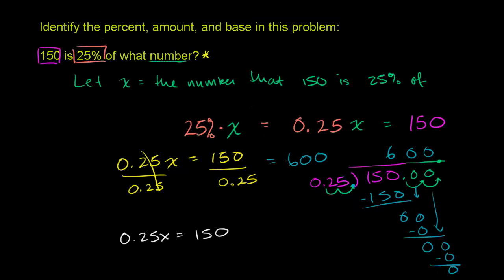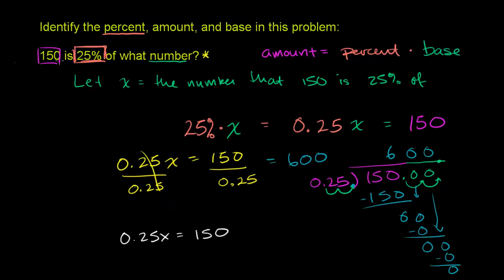Now, let's answer their actual question. Identify the percent. Well, it looks like 25%. That's the percent. The amount and the base in this problem. Based on how they're wording it, I assume amount means when you take the 25% of the base. So the amount, is my best sense of it, is equal to the percent times the base. So the base is the number you're taking the percent of. The amount is the quantity that that percentage represents.